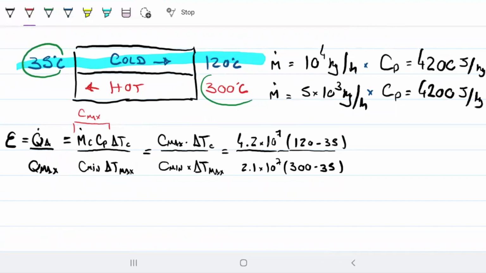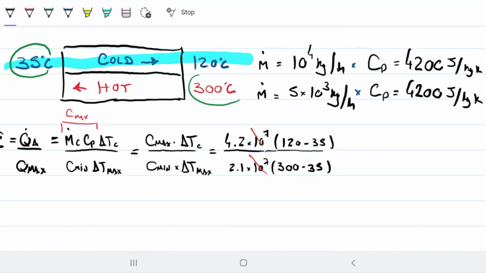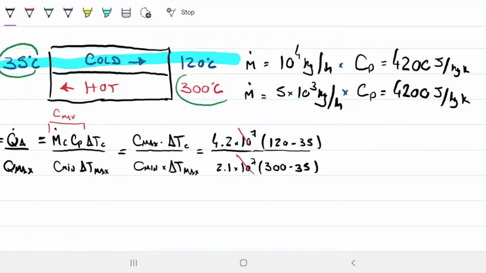Note how convenient this is, because these guys go away. This is just going to be 2, right? 4.2 divided by 2.1, that's just 2. This turns out to be 64.2% or 64%. 64.2%, but we won't be able to get a 0.2% on the graph, so 64 is just as good.